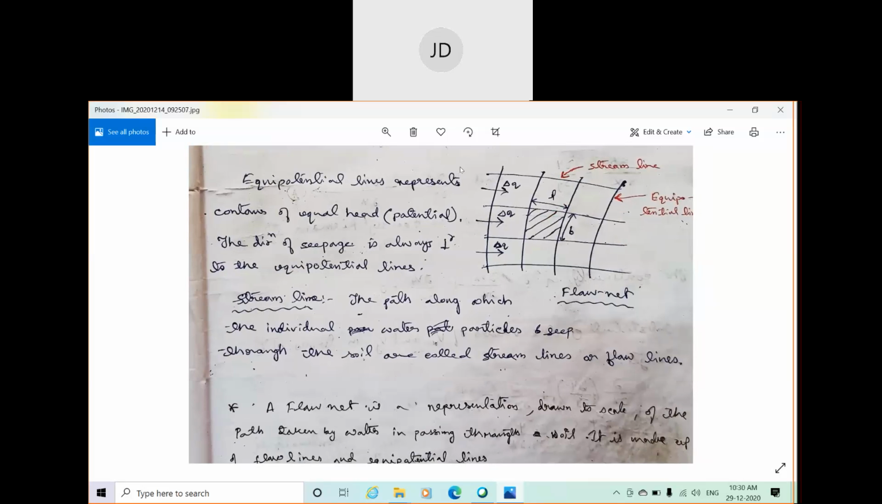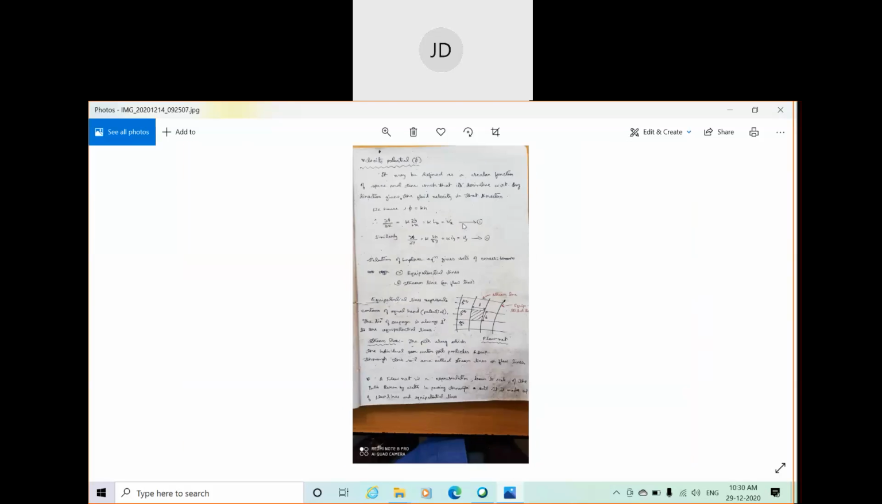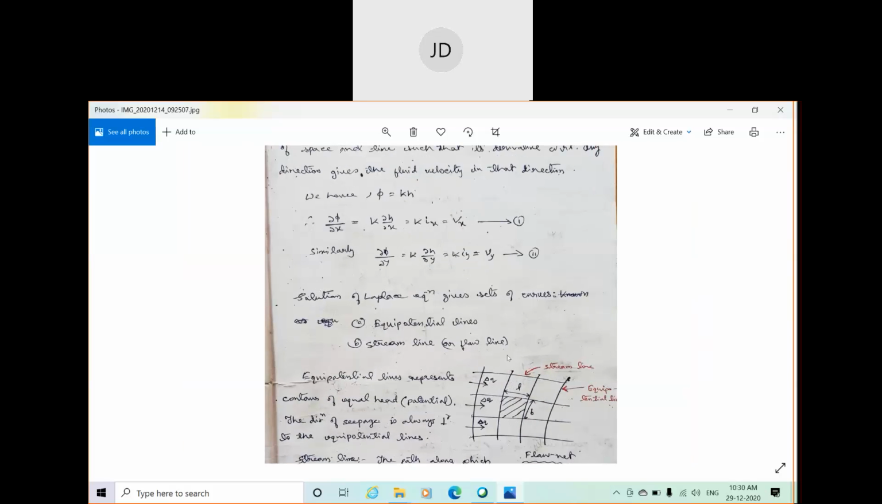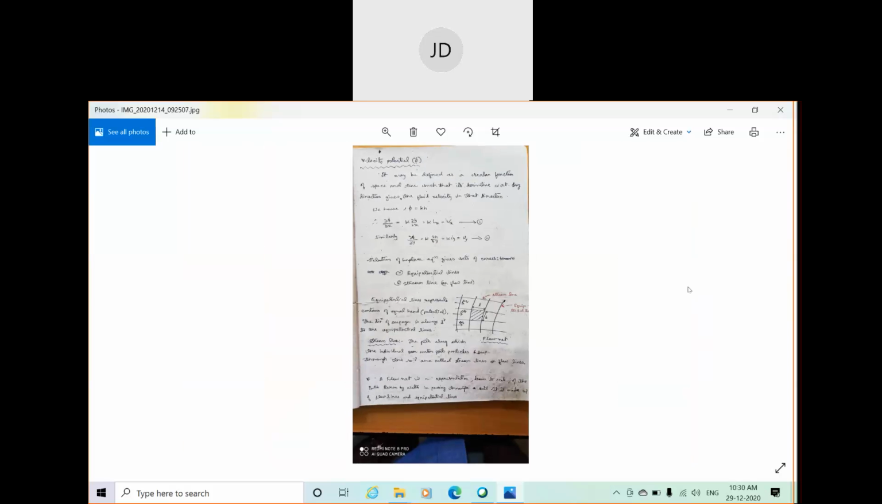So within the dam structure, the flow pattern of the water is imagined in this manner to study the seepage. There is a very important application of seepage, so we are going to discuss the application of seepage in this class.